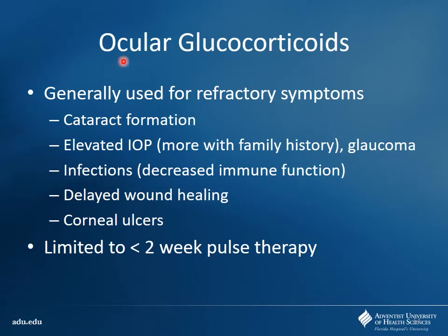But what we see with ocular glucocorticoids is that when you're giving them, you want to save them for refractory symptoms. They've failed other meds because they can cause cataracts to form. It's not good. They can elevate intraocular pressure, especially if they have a family history or if they already have glaucoma. They are immunosuppressive, so you're more likely to have infections, both viral, bacterial, and fungal. They can delay wound healing. So there's already damage done to the eye that's going to delay that. And then it can also cause corneal ulcers. So you really like to hold off on using these unless you have a really specific indication.